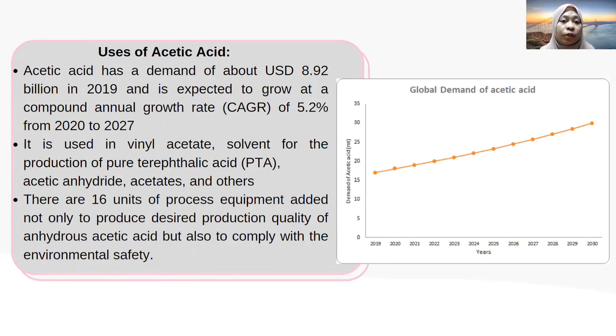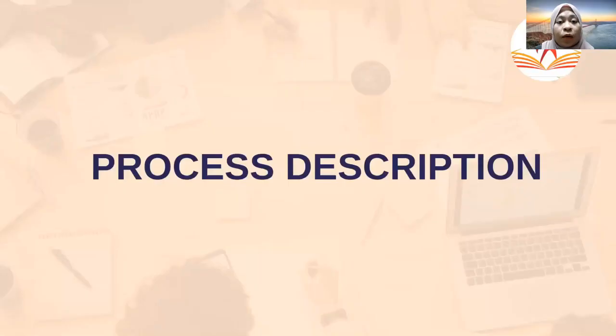So, in our process design plan, there are 16 units of process equipment added not only to produce the desired production quality of anhydrous ST acid, but also to comply with environmental safety. Now I will pass the presentation to Guan Wei.